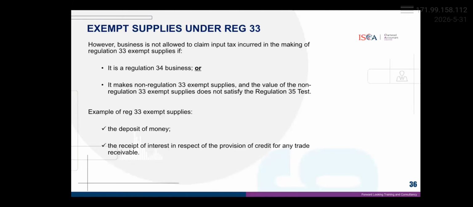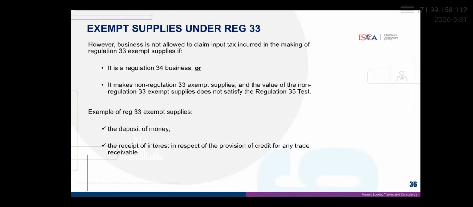Now, a business is not allowed to claim input tax incurred in the making of Regulation 33 exempt supply if it is a Regulation 34 business, or it makes a non-Regulation 33 exempt supply and the value of the non-Regulation 33 exempt supply does not satisfy the Regulation 35 test. So there are certain things that we need to run through in order to confirm that the input tax attributable to Regulation 33 exempt supply is claimable. In the next few slides, we'll talk about what is a Regulation 34 business and what is the Regulation 35 test.